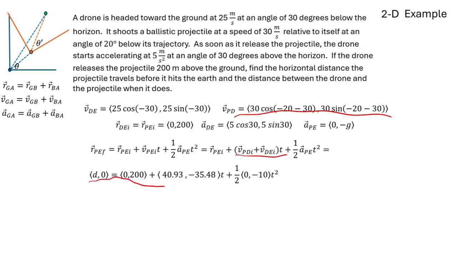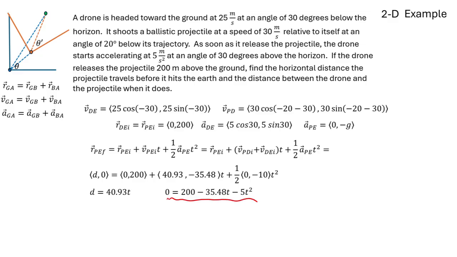Okay, what we're left with is something that looks like this. We're actually done with all the physics. This may look like one equation, but remember there's two components, so it's actually two equations. One of them has one unknown and one of them has two unknowns. So this is just a simple quadratic. We solve it for t. Once we get t from this part, we plug it back in here and we end up with these numbers. So this is the distance the projectile goes before it hits the ground.